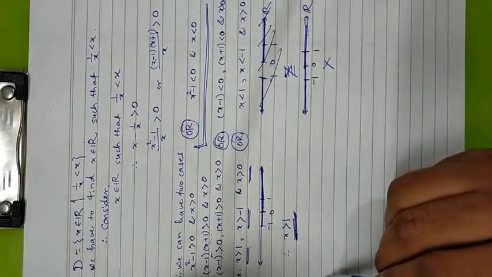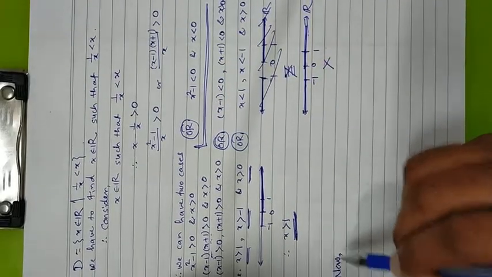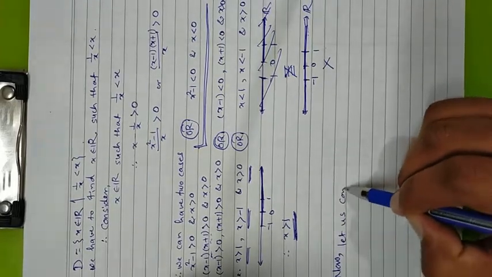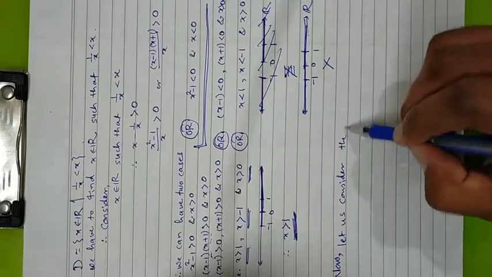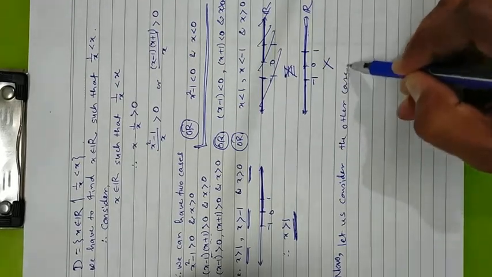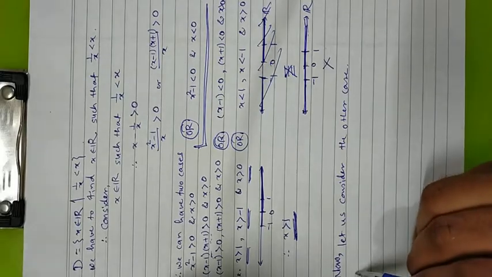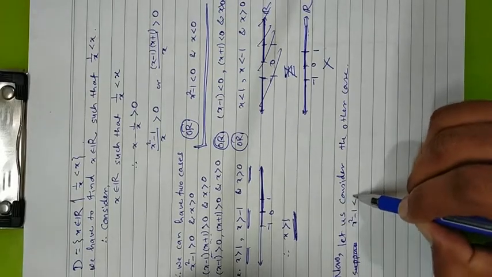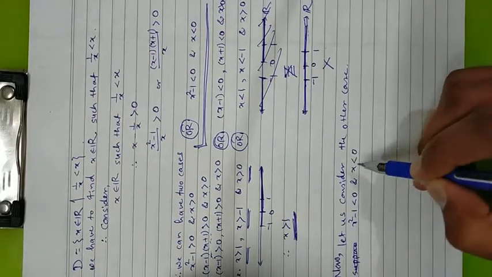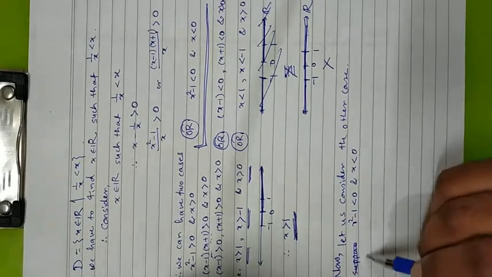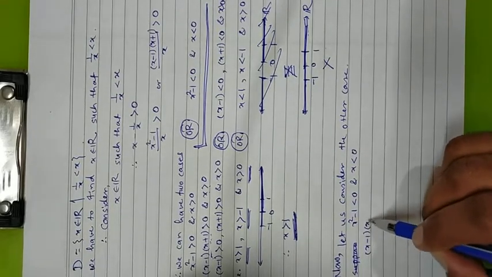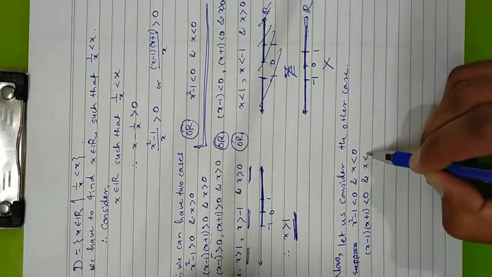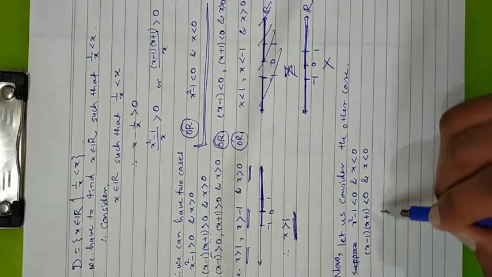And for now, let us consider the other case. Suppose x square minus 1 is negative and x is negative. So what happens to this case? It means the product x minus 1 into x plus 1 is less than 0 and x is less than 0. So how to simplify this?